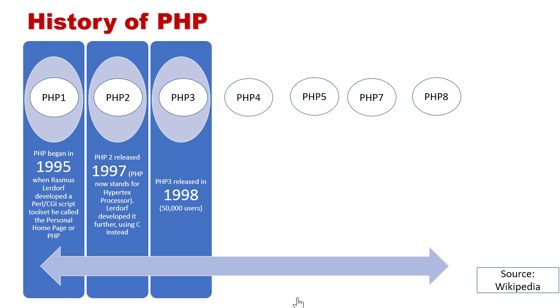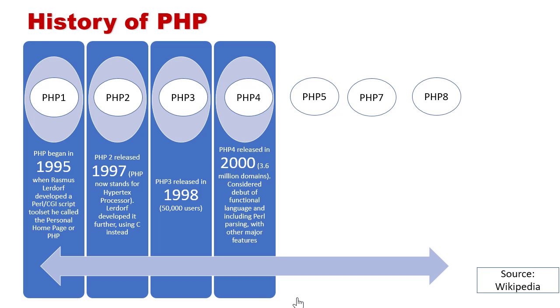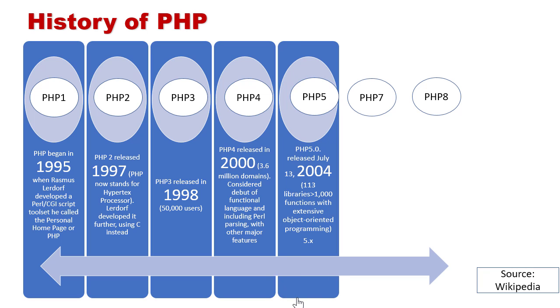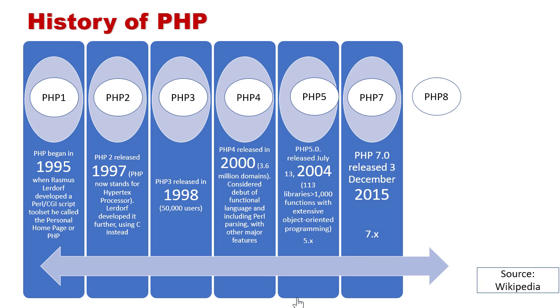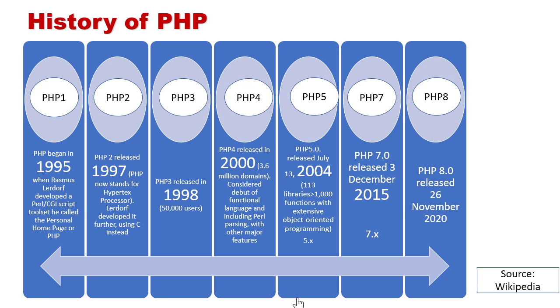In 1998, PHP 3 was developed. In 2000, PHP 4 was developed. In 2004, PHP 5 was developed. In 2015, PHP 7 was developed, and just recently PHP 8.0 has been released.